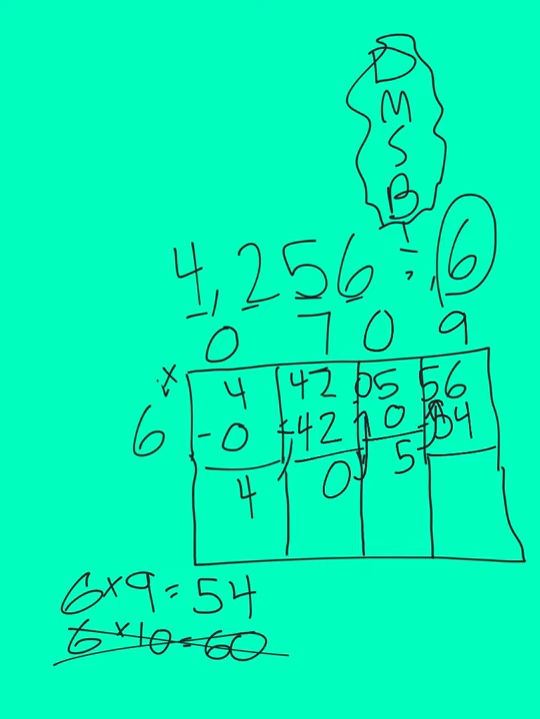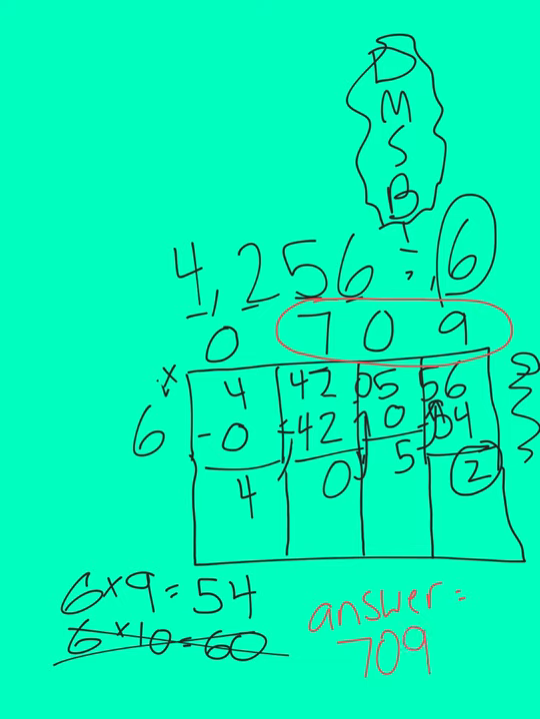We're going to subtract 56 minus 54. We're going to put 2. And then the last step would be to bring that 2 up, but there are no more boxes over here, so that's just our remainder. Our answer to this problem would be, I'm going to circle in red, 709, remainder of 2. All right, I hope that helps you guys.